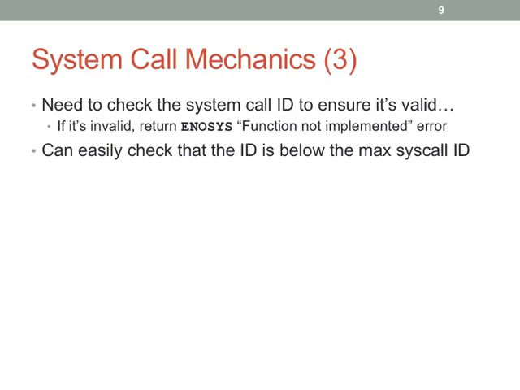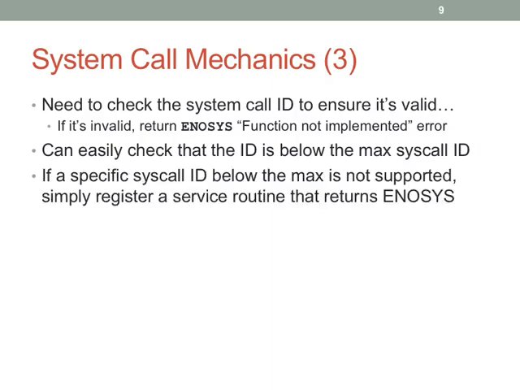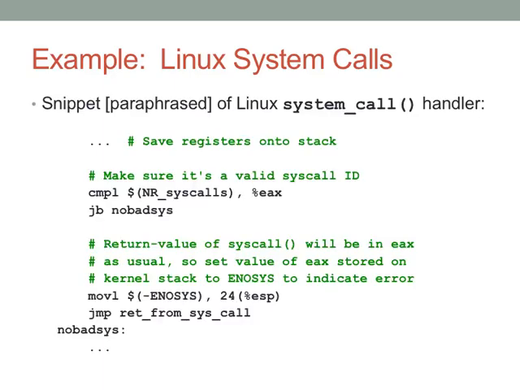So you check to see if the ID is in range, and that's no problem. Oh, and of course, if you have something in the middle, so it's below the max, but it's still a system call number that doesn't correspond to a real system call, well, you just have a helper routine whose whole job is to just return eNoSys. Okay? And then you can just register that for any system call number that doesn't correspond to a real call. Okay? So that's easy enough. This is how Linux does it.